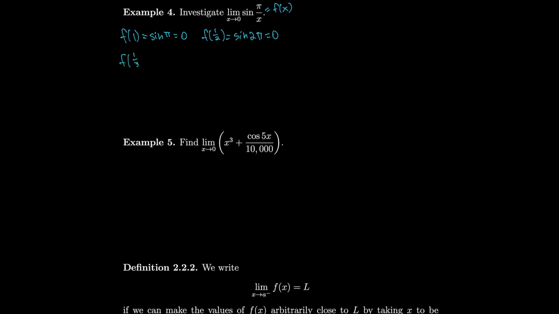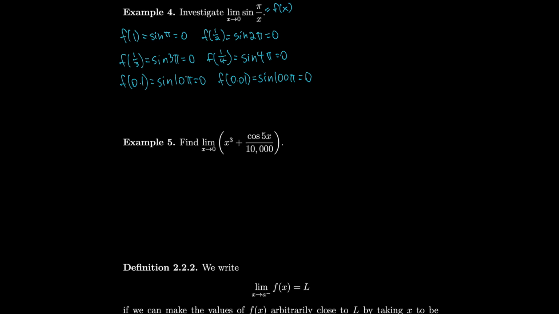F of a third is the sine of 3 pi, which is 0. F of a fourth is the sine of 4 pi, which is 0. F of 0.1, 1/10, is the sine of 10 pi, which is 0. F of 0.01 is the sine of 100 pi, which is 0. So at this point, you're probably saying, okay, well, we're getting closer and closer to 0, and we're getting 0 every single time, so the limit should be 0.